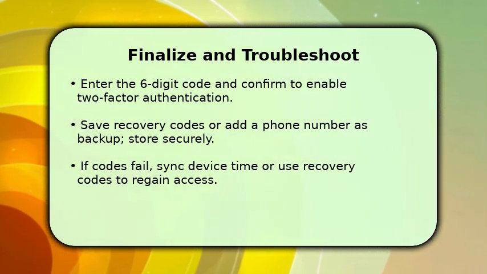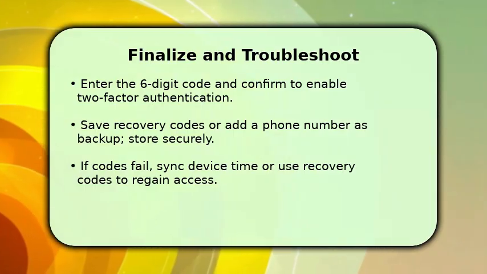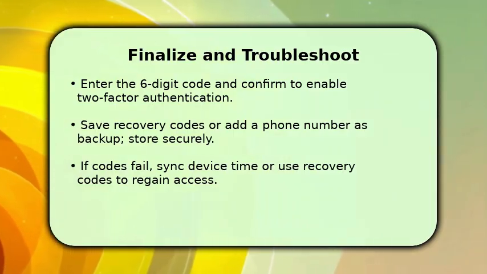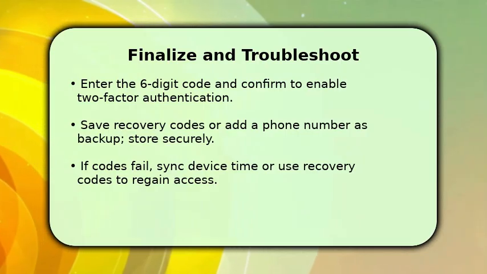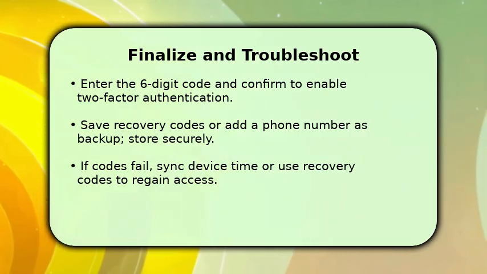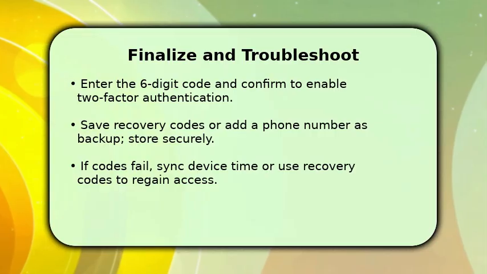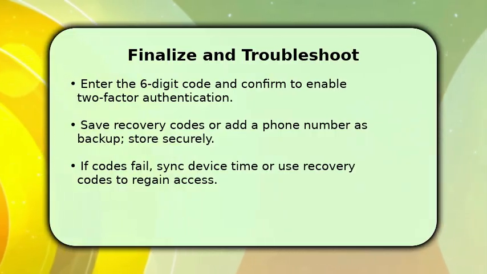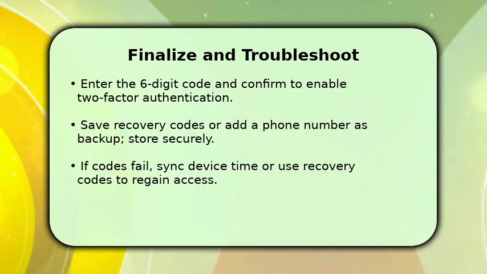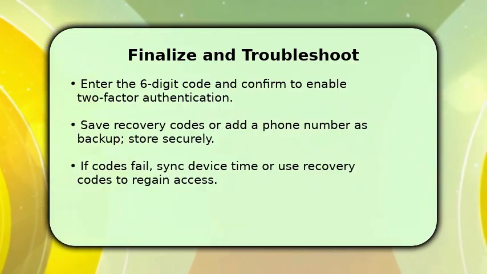Make sure you save the recovery codes Facebook offers or add a backup phone number. Store those codes offline and secure. If something goes wrong, the first troubleshooting step is to sync your phone's clock with the network time. Authenticator codes depend on accurate time. If that doesn't help, use a recovery code to log in.